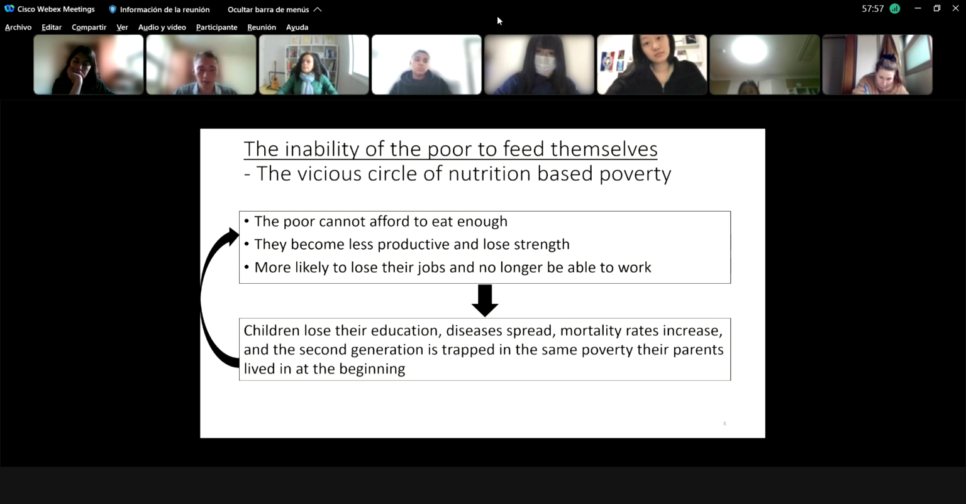And it all ends with the second generation being trapped in the same poverty their parents lived in at the beginning, because the children never had the chance to get out of the circle. And it all starts again with the second generation also not being able to afford enough to eat, even though they work.